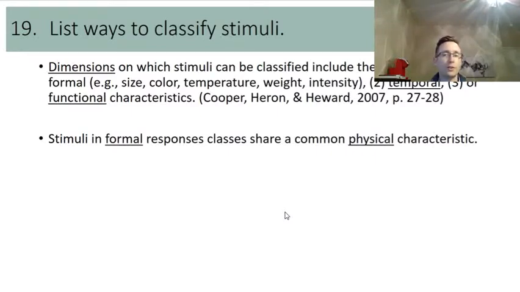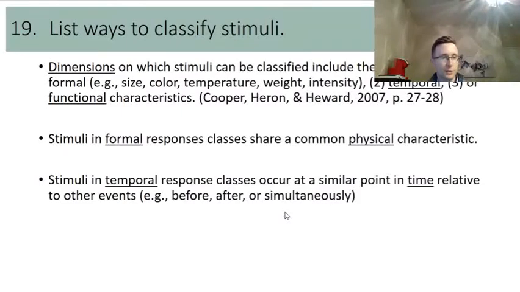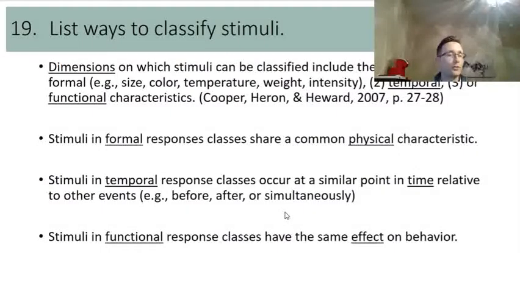Stimuli in formal response classes share a common physical characteristic. They're all round, or they're all blue, or they're all wet, or they're all dry, or they're all metal, right? Stimuli in temporal response classes occur at a similar point in time relative to other events. So either they occur after certain events, before, or at the same time as other events. Stimuli in functional response classes have the same effect on the environment.